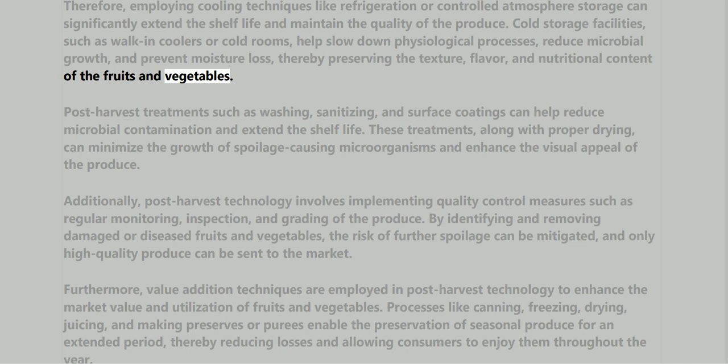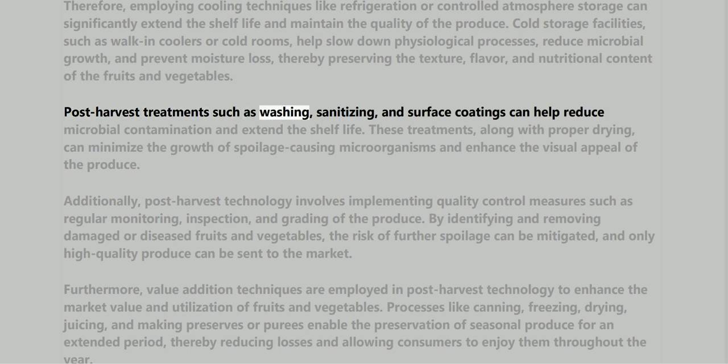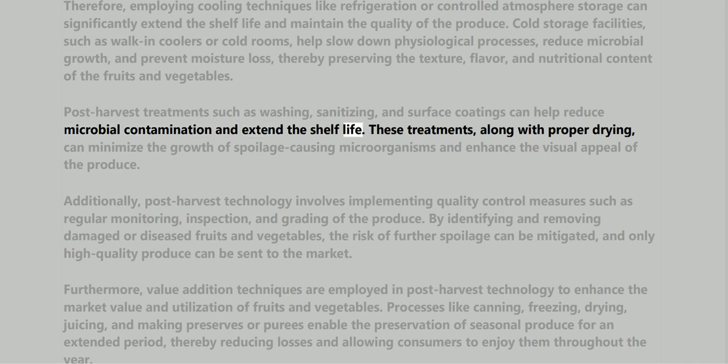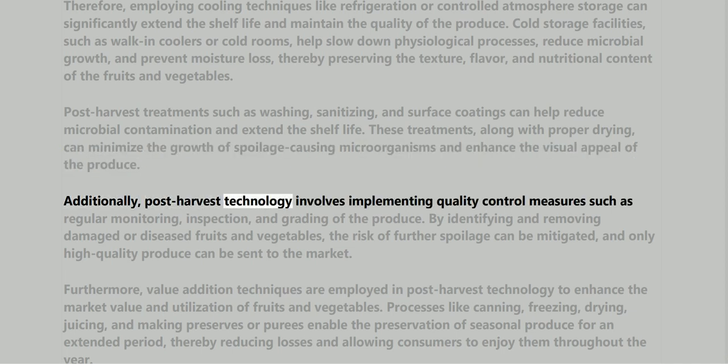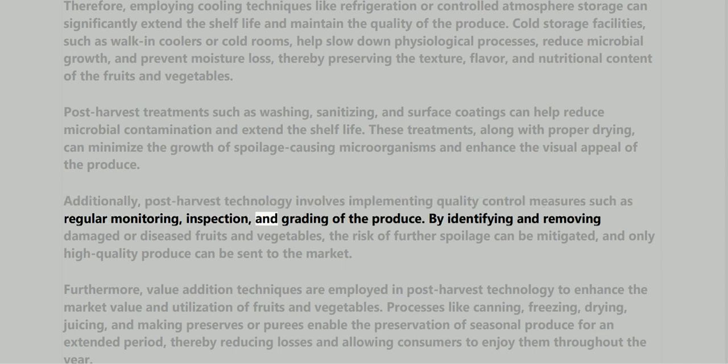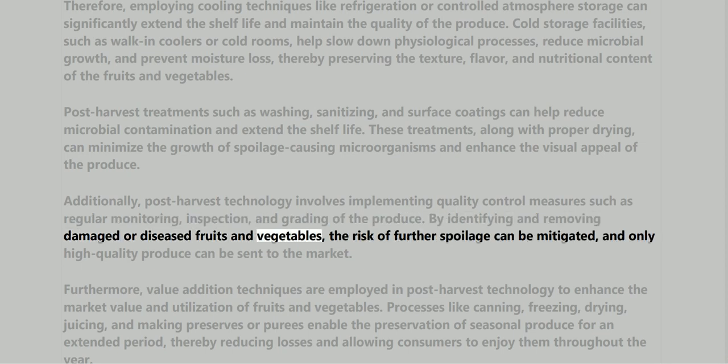Post-harvest treatments such as washing, sanitizing, and surface coatings can help reduce microbial contamination and extend the shelf life. These treatments, along with proper drying, can minimize the growth of spoilage-causing microorganisms and enhance the visual appeal of the produce. Additionally, post-harvest technology involves implementing quality control measures such as regular monitoring, inspection, and grading of the produce. By identifying and removing damaged or diseased fruits and vegetables, the risk of further spoilage can be mitigated, and only high-quality produce can be sent to the market.